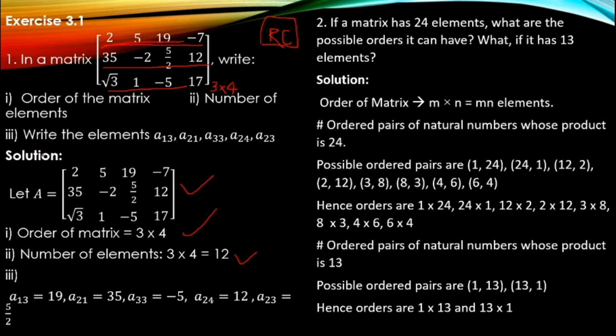Next, write the elements: A13, A21, A33, A24, A23. So we know this is A11, A12, A13, A14. Likewise, it follows. So what is A13? A11, A12, A13. It's 19. Then A21 is, yes, 35. A33 is -5. Got it? See, this is A33. Next, A24 is 12 and A23 is 5 by 2. Fine. Now we are done with the first problem.